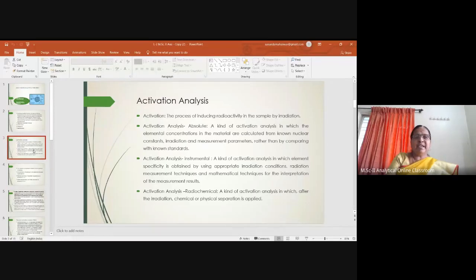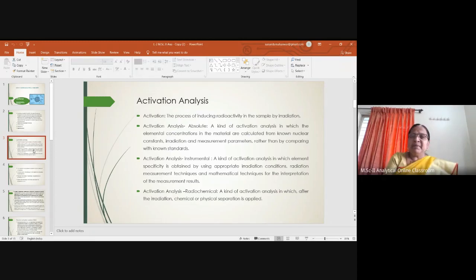Means instead of using any standard, we can measure the decay rate. Also, we can measure the radiations emitted by that material, and by knowing those parameters, that is the nuclear constant, irradiation time, and decay constant, we can determine the elemental concentration in that sample without comparing with any standard. That is the absolute method of activation analysis.